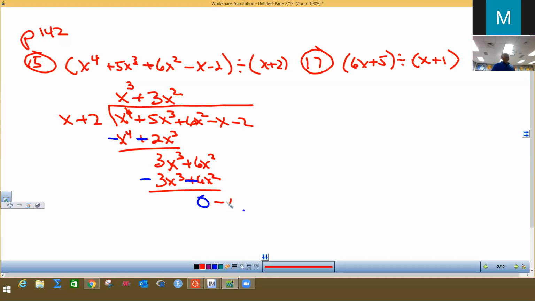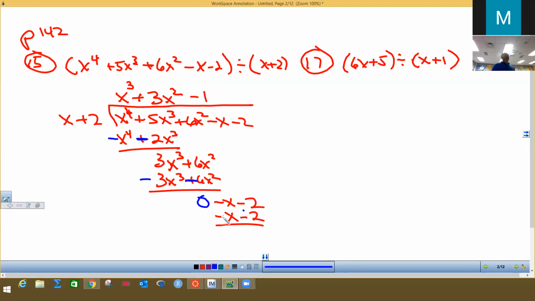So I bring down the minus x, and I'm going to bring down the minus 2 because I need 2 things. Because I got 2 things here, and this 0 is nothing. It's not there. So now I ask myself, what times x gives me negative x? Well, that will be negative 1. So negative 1 times x is negative x. Negative 1 times 2 is negative 2.